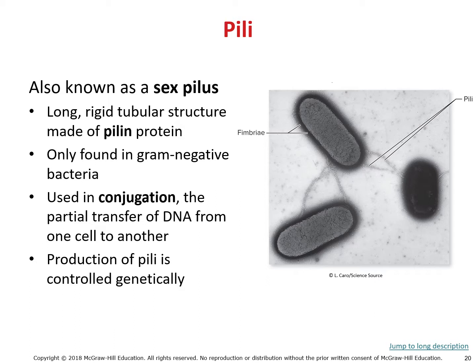Pili are actually used for conjugation, or the exchange of genetic material from one cell to another. This doesn't make a cell that's going to be a hybrid offspring. Instead, it just makes two cells more similar to one another. And as a result, again, I don't like the term sex in reference to a pili.